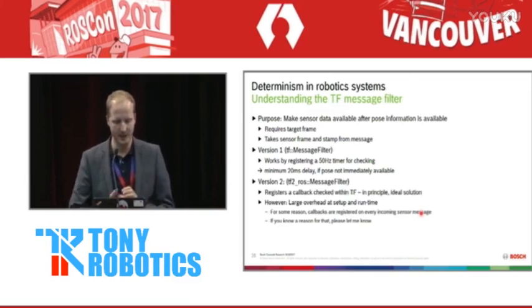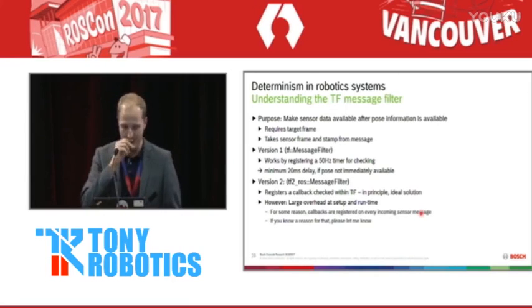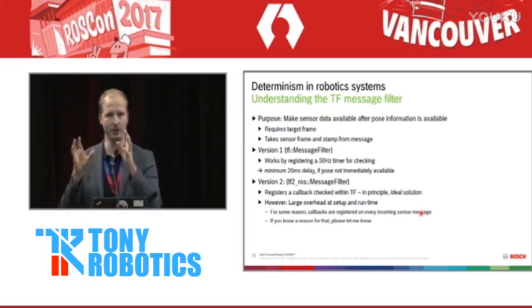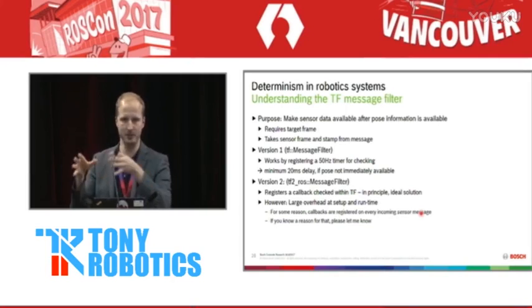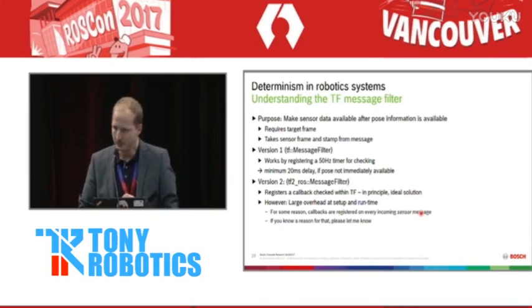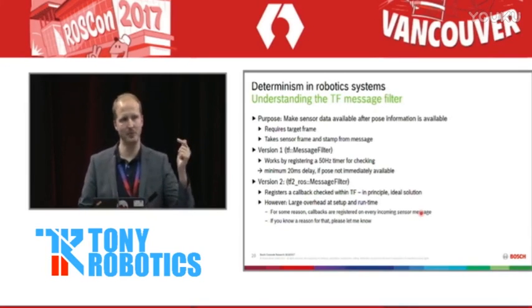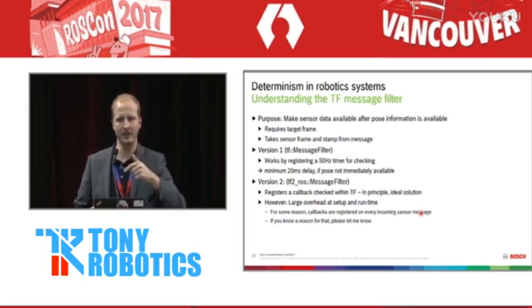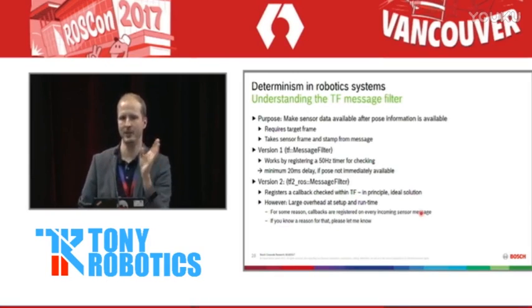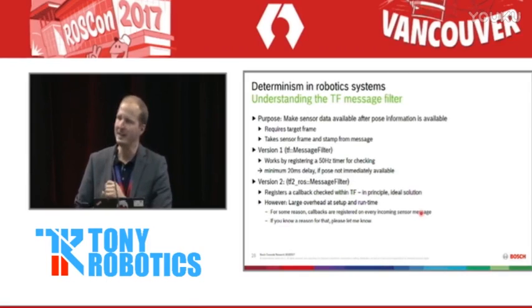That's why in the version 2 of the message filter, it uses a different approach. It registers a callback with TF. TF version 2 supports that. And so whenever some new sensor data comes in, then it is being checked whether the transform is now available. Not when new sensor data comes in, when new TF transform data comes in. Then it checks whether it now has a sensor transform and so on.